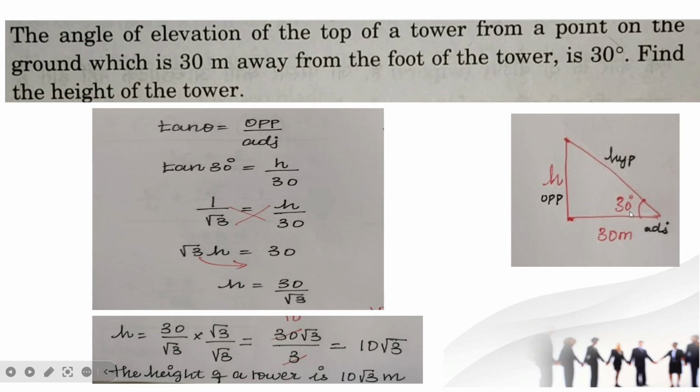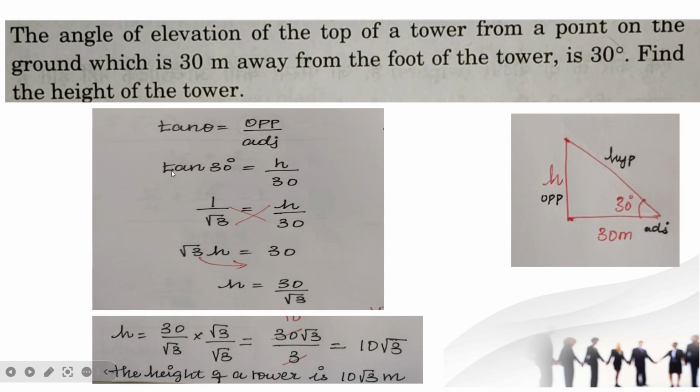As you could see here, the sides involved are the opposite side and the adjacent side. So we should take tan. Tan theta equals opposite by adjacent. Here the angle of elevation they have given is 30. So tan 30 equals opposite by adjacent. Opposite is the height. Adjacent is the distance they have given, right? That is adjacent, 30. So height by 30 it will be.